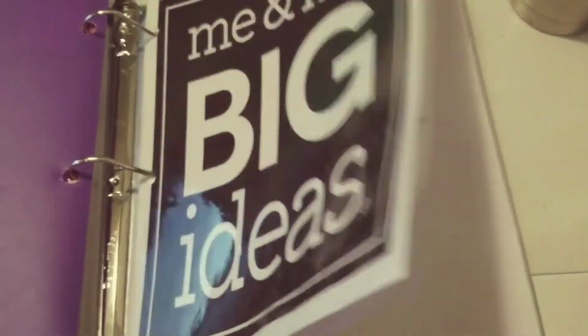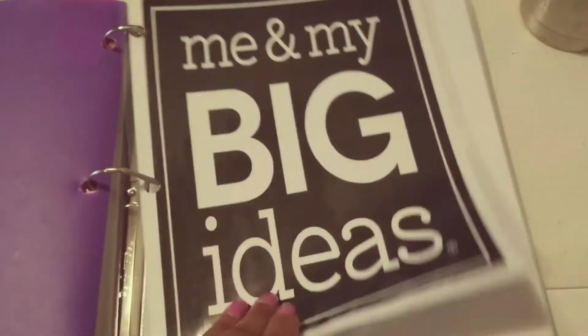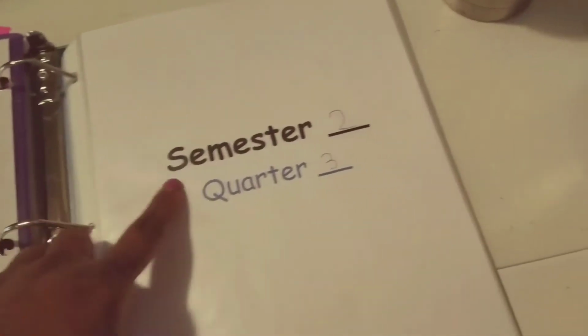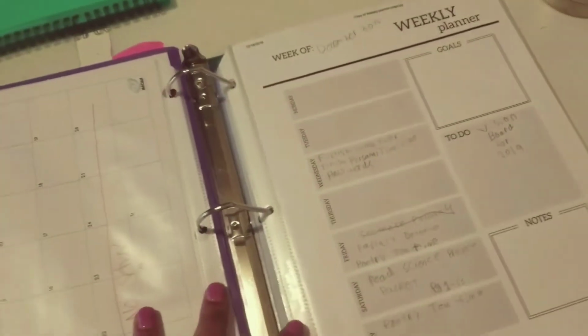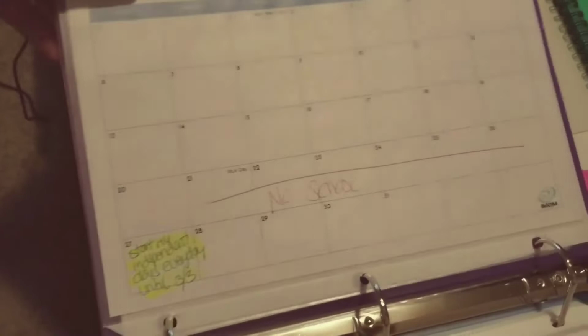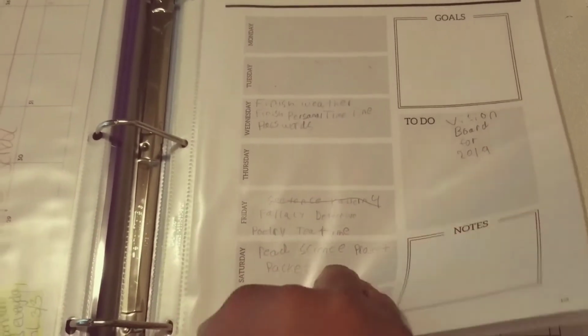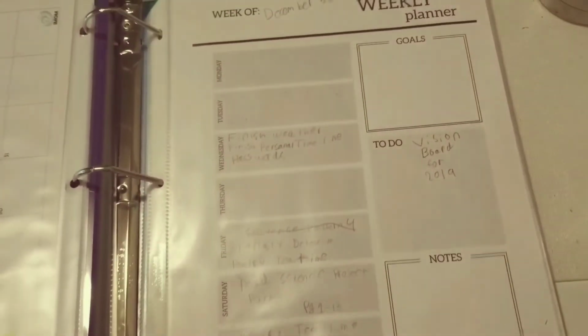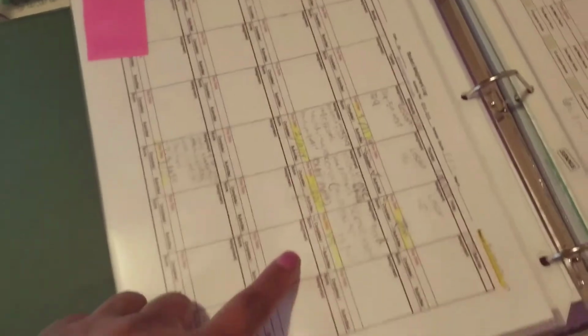Here's another page divider. Again, I just printed this out, laminated it, and used it as a page divider. And again, this is second semester. We're in our third quarter. Every week, we'll have a calendar at a glance. And then each week, we'll have a week at a glance where he writes major projects, goals, things he needs to do, and any notes. And then he writes his assignments over here, and he tracks his hours.